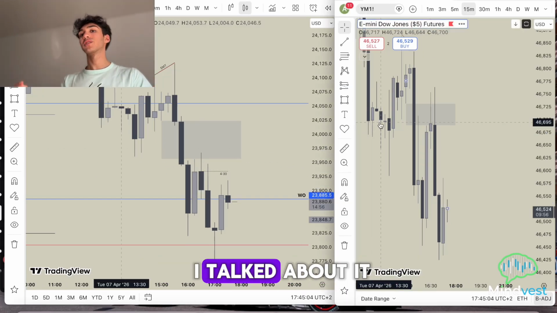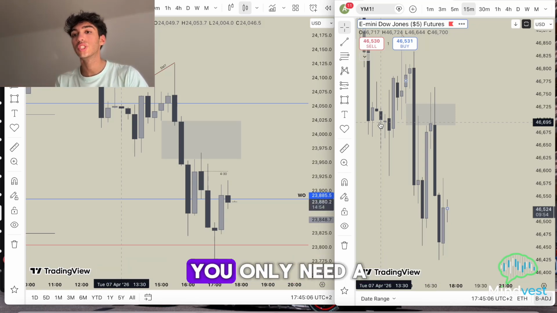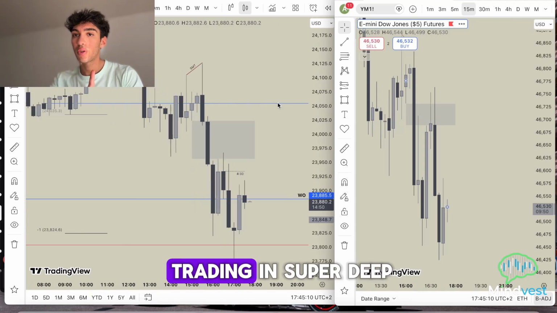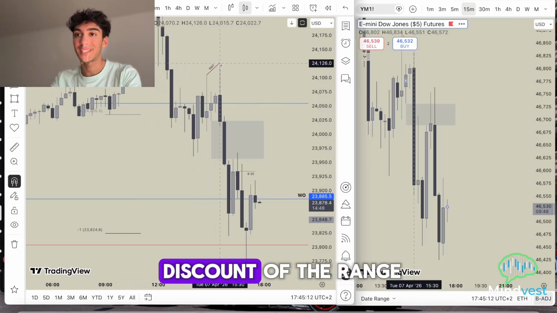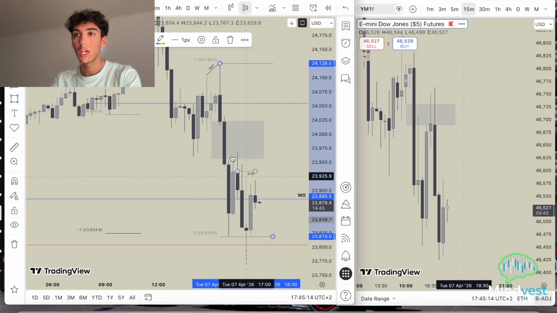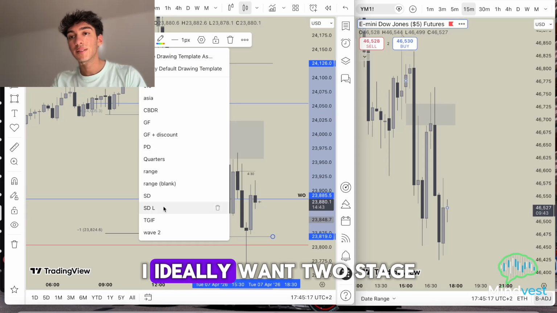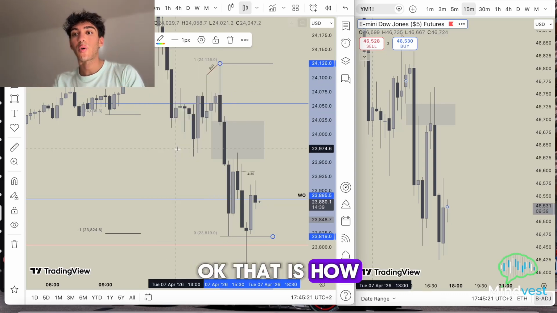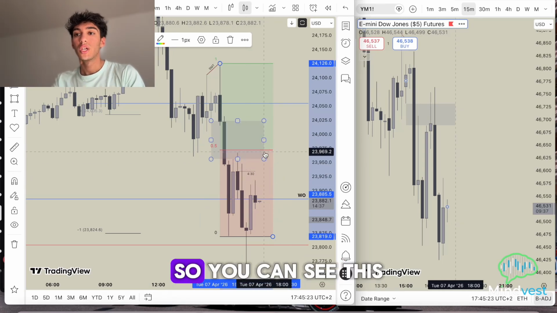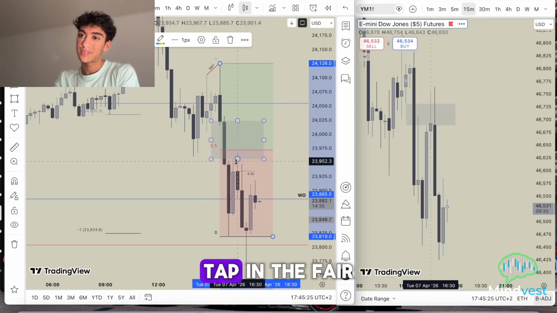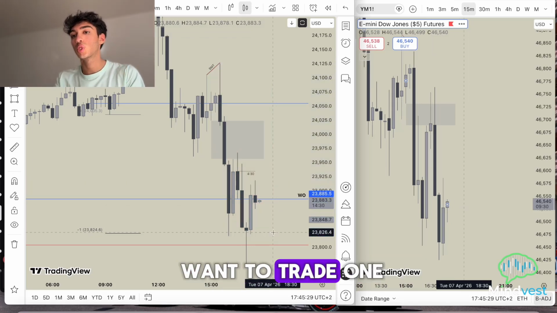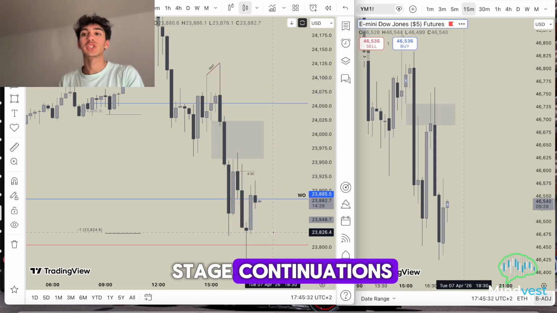Now, there's one thing I talked about. If you are trading continuations, you only need a 1-stage cracking correlation. But when you are trading in super deep discount of the range, I ideally want 2-stage. That is how I filter out. So you can see this tap in the fair value gap is in the discount of the range, so I do not want to trade 1-stage continuations.